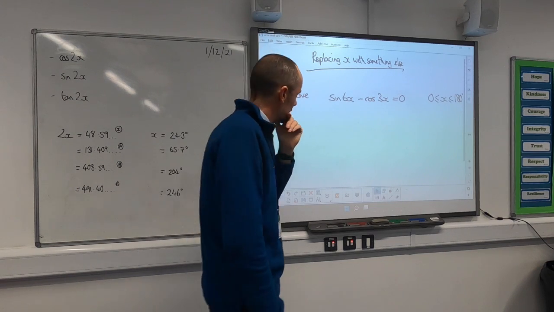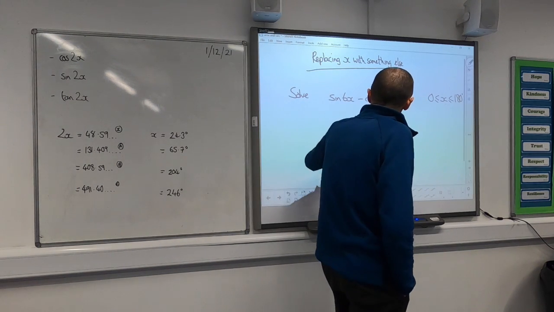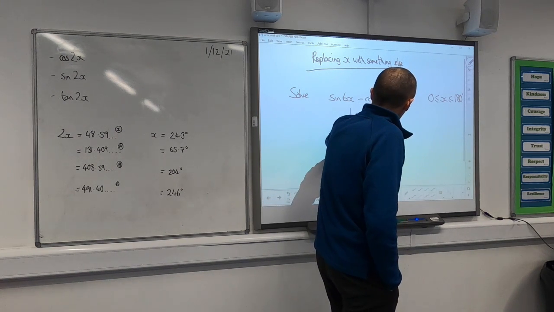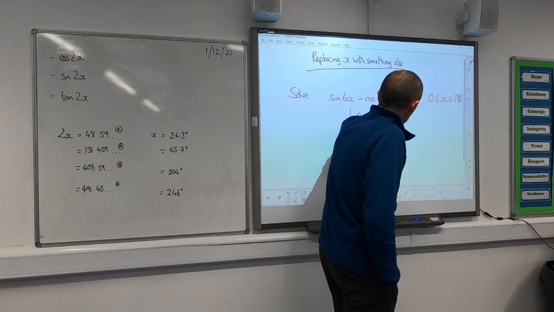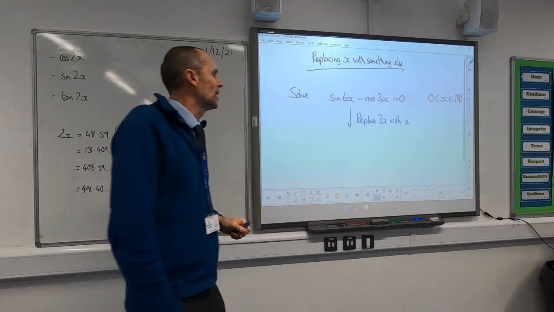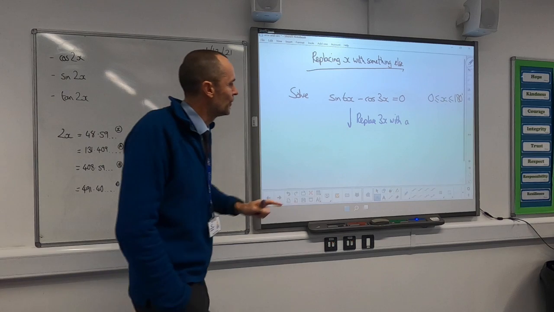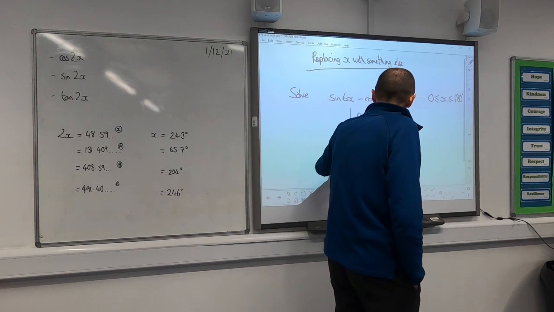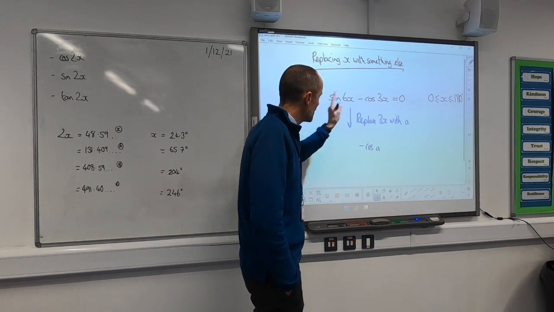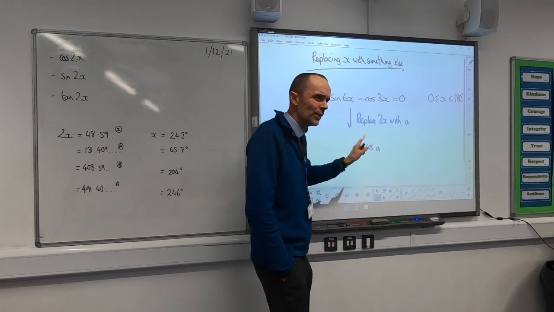So here's a good thing I could perhaps try doing. What if I replace 3x with something else? I don't know, I'll call it A. So this becomes minus the cos of A. So 6x is going to be 2A.